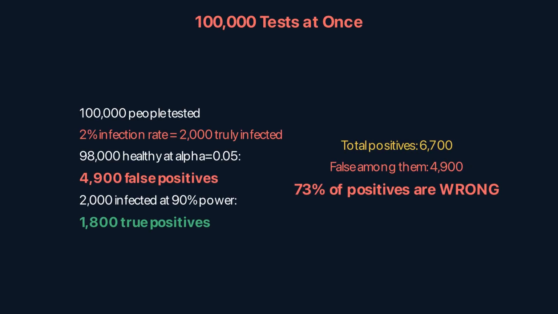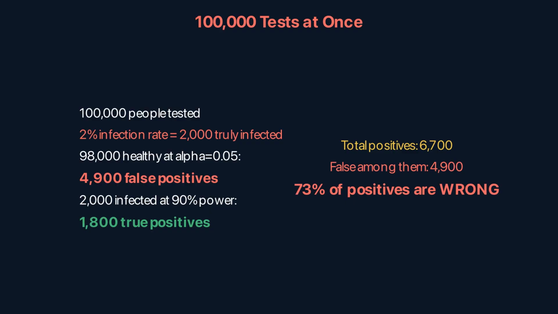The actual infection rate is 2%. 2,000 truly have COVID. 98,000 don't. Among the 98,000 healthy people, 5% get false positives. That's 4,900 false alarms. Among the 2,000 infected, at 90% power, 1,800 get caught.